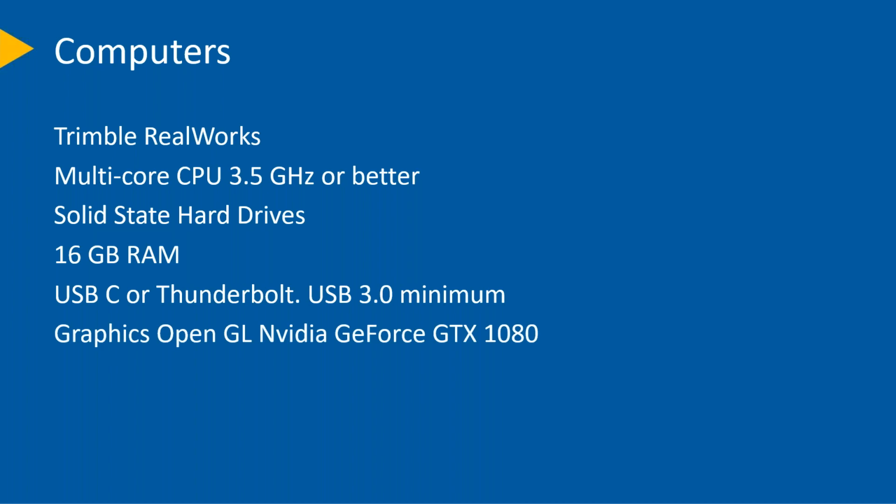And then you'll look at the graphics cards. So with Trimble RealWorks, it's looking for an OpenGL. I go for an NVIDIA GeForce GTX 1080 is the one I'm using. NVIDIA has another class of video card that's made for CAD applications, but they're quite a bit more expensive. So I'm getting away with the gaming systems.